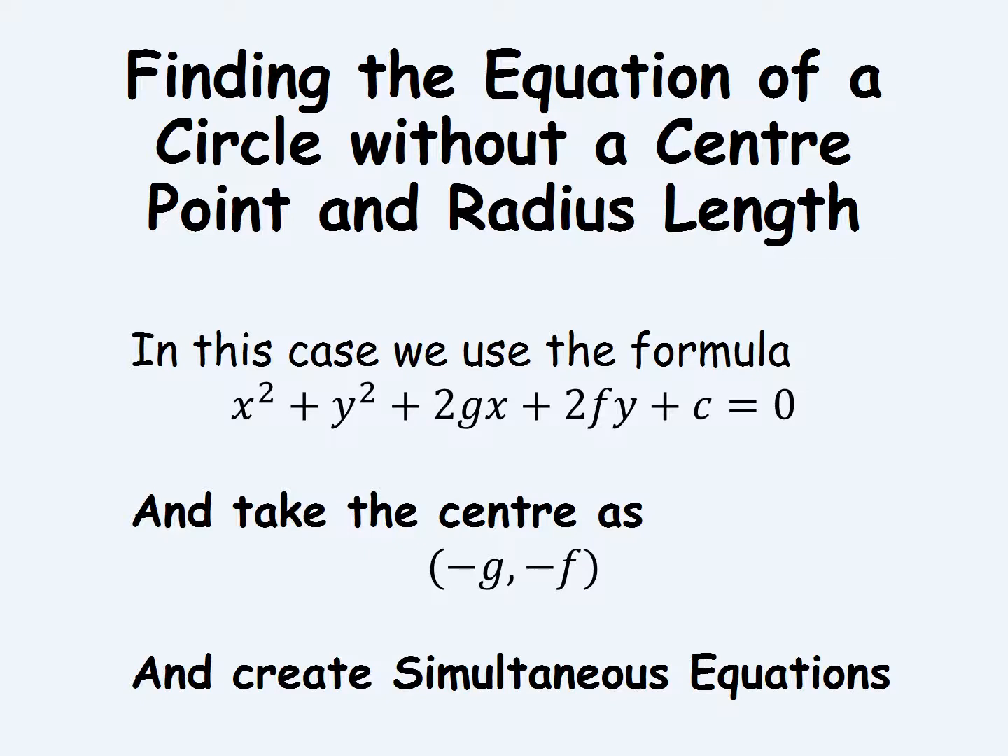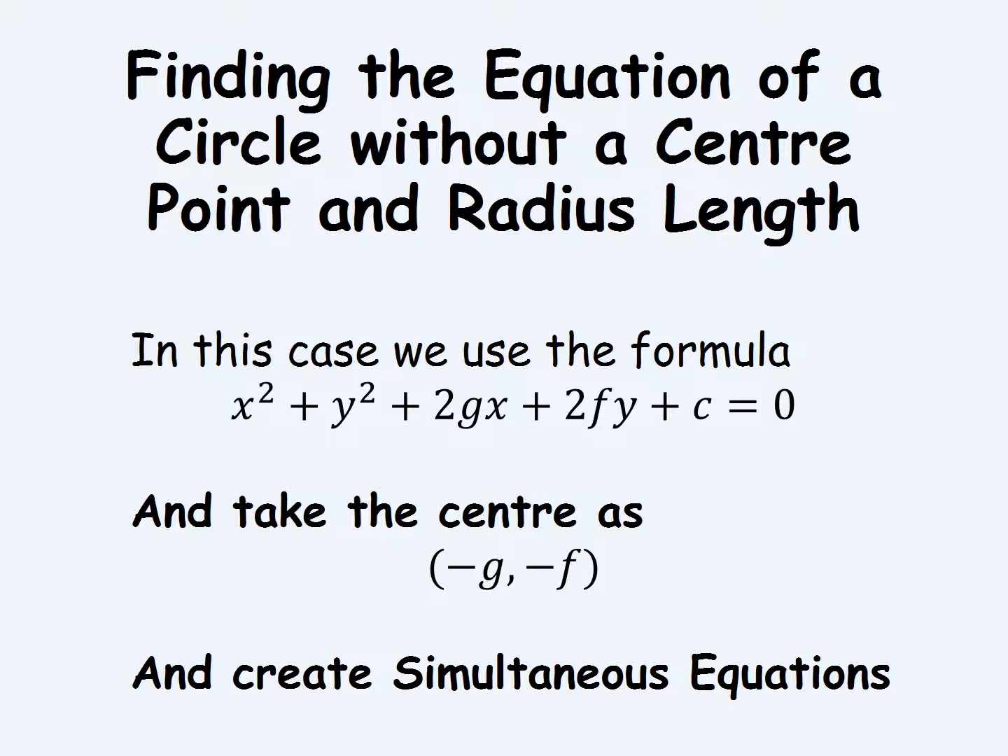So what happens if we want to get the equation but we don't know a center point or a radius length? In this case, we use the second formula, which is x squared plus y squared plus 2gx plus 2fy plus c equals 0. And we take our center as minus g, minus f, so we leave that as it is, and we create simultaneous equations. Please be aware that simultaneous equations means that there will be multiple equations where we have to work together to solve for an unknown.